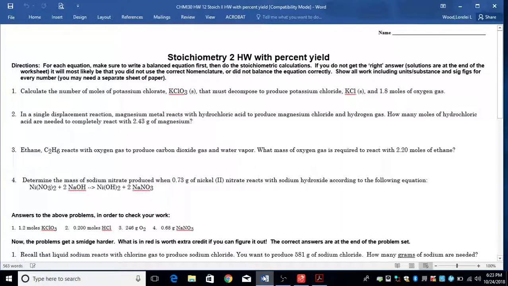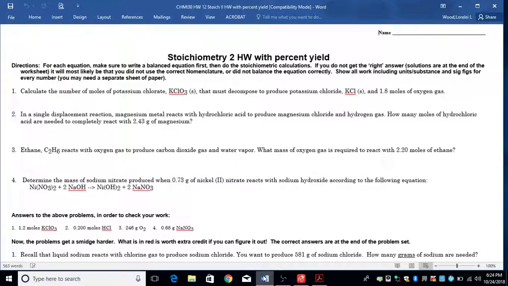All right, last problem says, determine the mass of sodium nitrate produced, and here's our equation. We got nickel nitrate plus sodium hydroxide gives us nickel hydroxide plus sodium nitrate. All right, so we want to know the mass of sodium nitrate produced. So we know that's a product, so we need to know how many grams of that we make when 0.73 grams of the nickel nitrate reacts with sodium hydroxide.